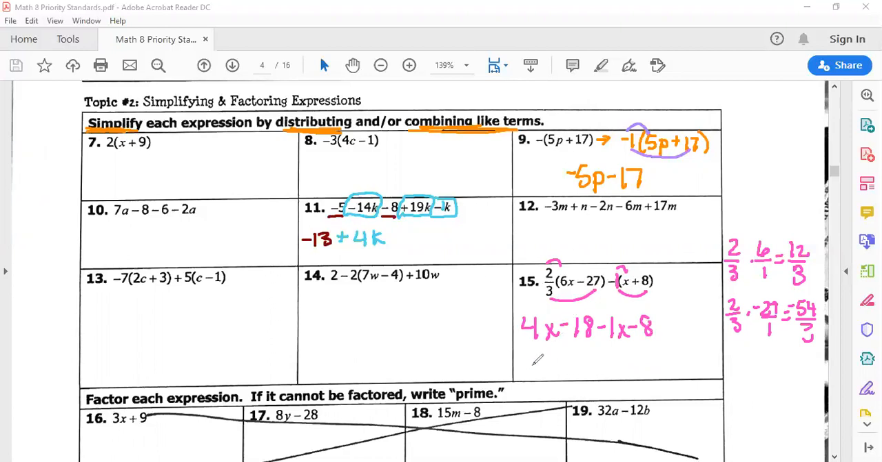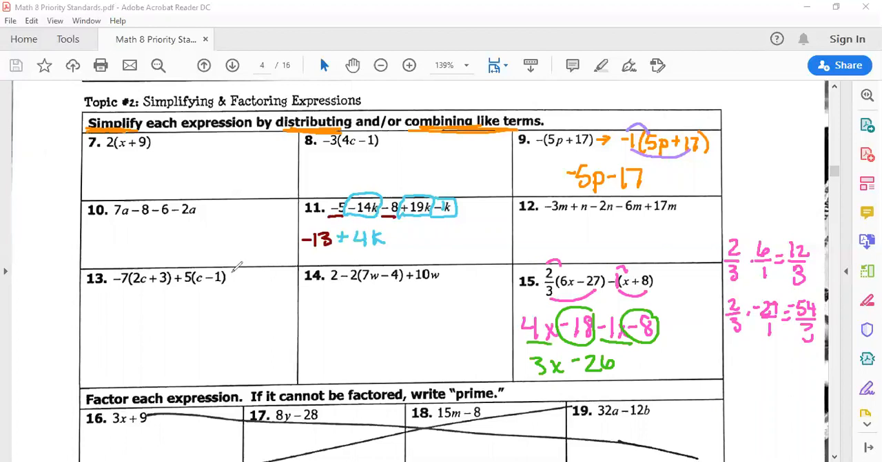Now we have to go back and put like terms together. So we have 4x and a -1x, that's 3x. And we have a -18 and a -8, which gives us -26. And that's our answer there.